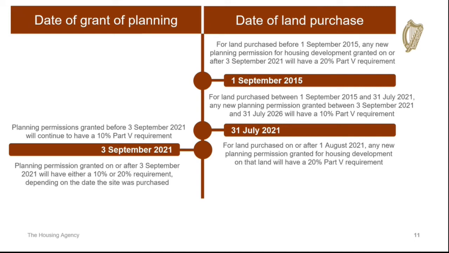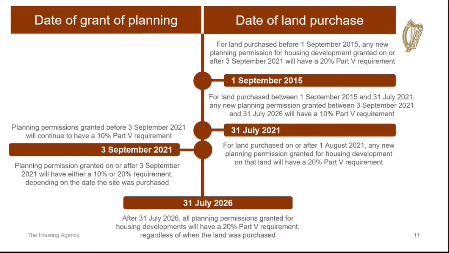Land purchased after the announcement of the new legislation would have accounted for a 20% Part 5 requirement, and therefore the requirement on new planning permissions will be 20%. Planning permissions for residential developments which are granted after the transition arrangements end on the 31st of July 2026 will have a 20% Part 5 requirement. This diagram is based on a Housing Agency infographic on the 2021 changes to Part 5 and is available through the link in the description of this video.